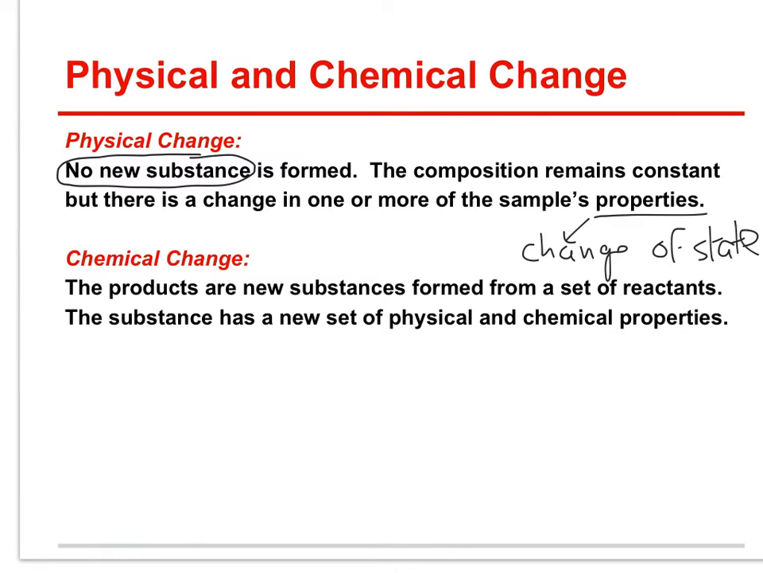A chemical change is when products are new substances formed from a set of reactants. A chemical reaction has occurred. I like to write reaction RXN. The substance that is formed has a new set of physical and chemical properties. So this is the main difference between a physical and a chemical change.